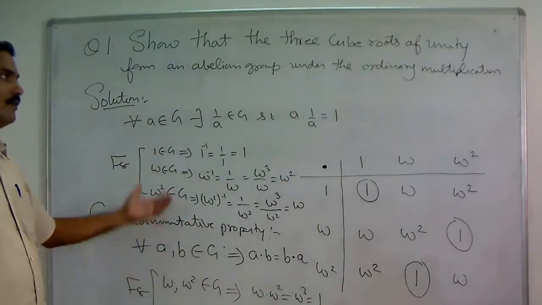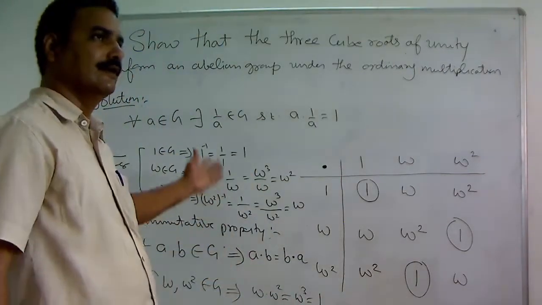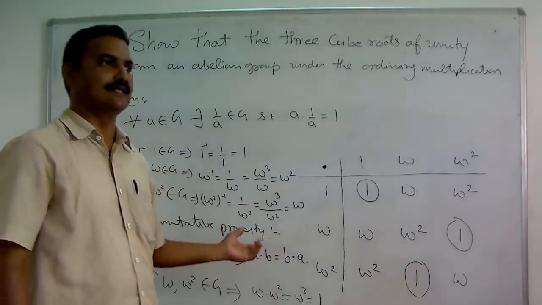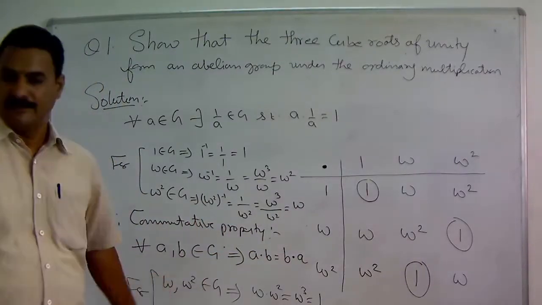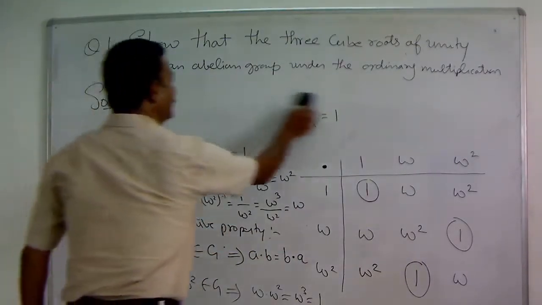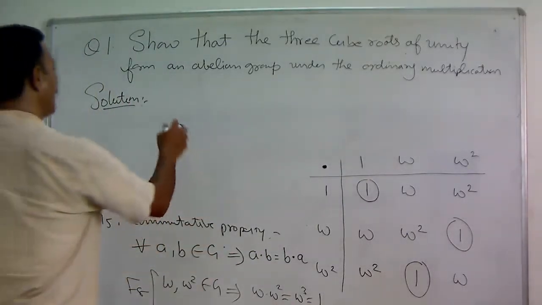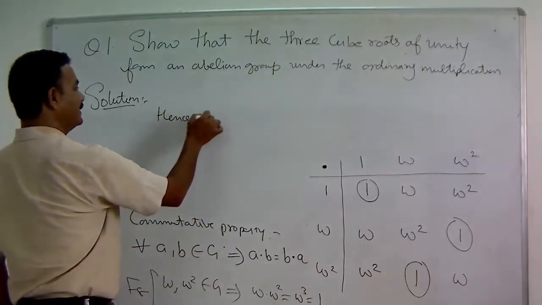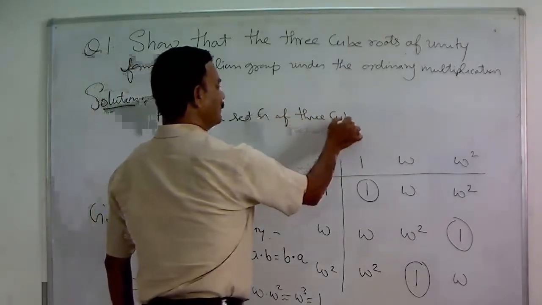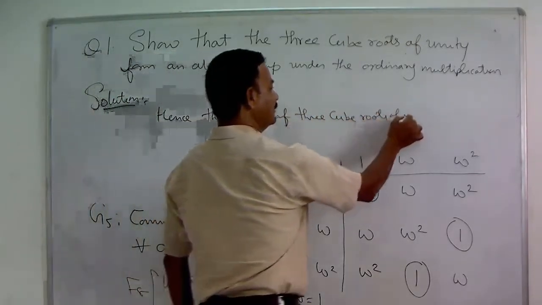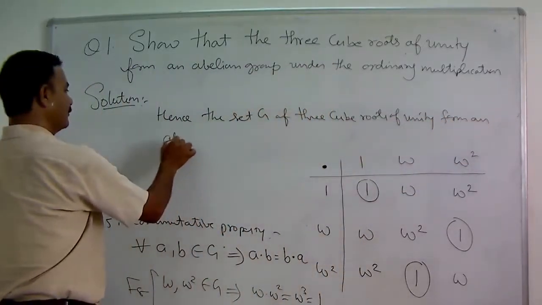So G possesses all necessary five properties which we require for a commutative group, like closure property, associative property, existence of identity, existence of inverse element, and finally commutative property. Therefore, the set G, which is a set of all three cube roots of unity, form a group. Hence, G of three cube roots of unity form an abelian group.